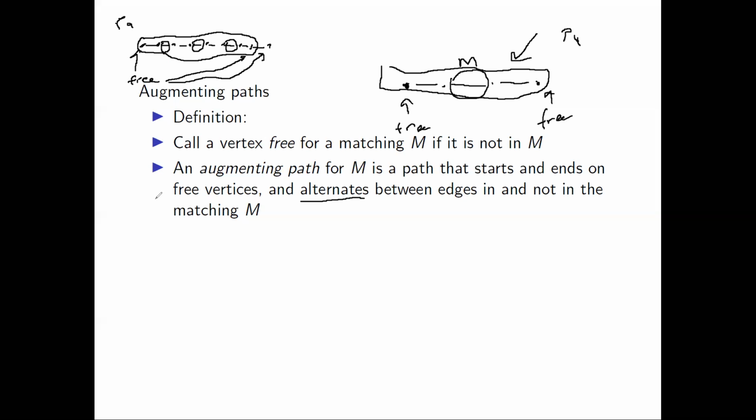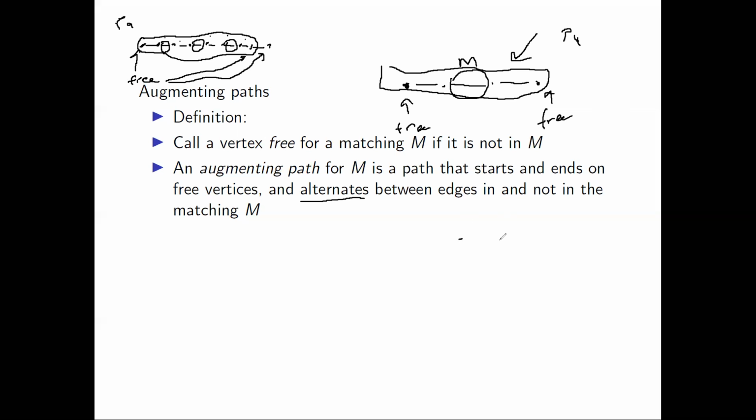So that gives us an augmenting path there because it starts and ends at free vertices, and the edges alternate between being not in and being in M. So first edge here, not in M, second edge in M, third edge not in M, fourth in, fifth not, sixth in, seventh not, and that's all the edges. Let's look at one more example, and then we will continue.